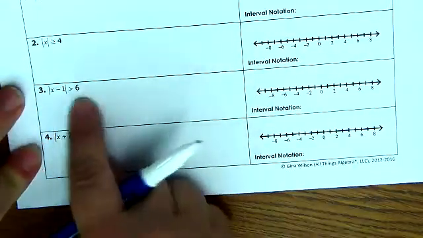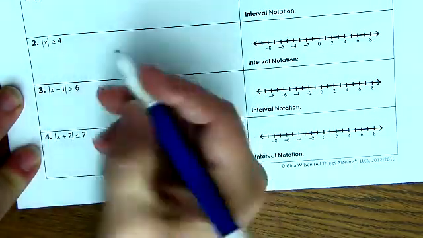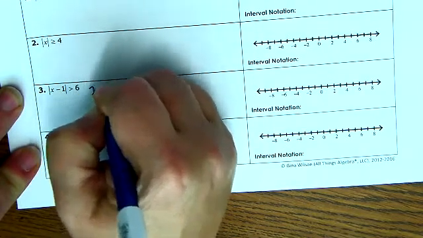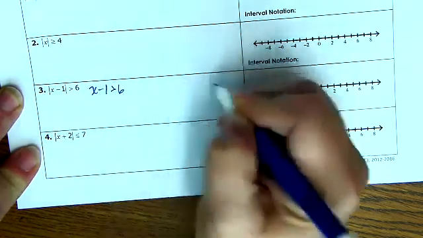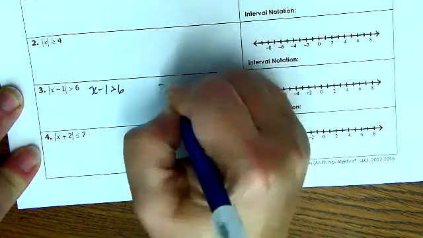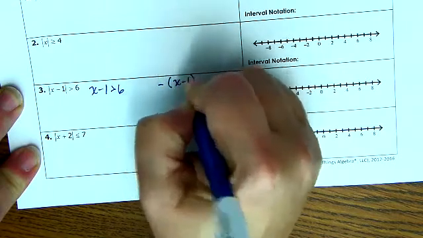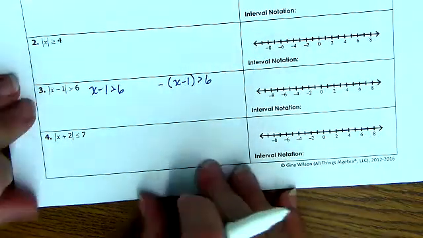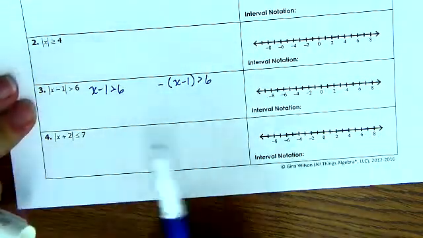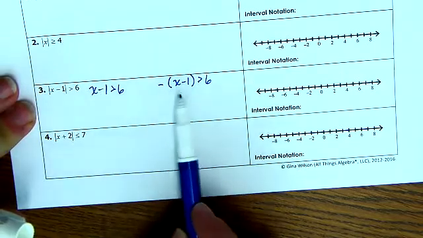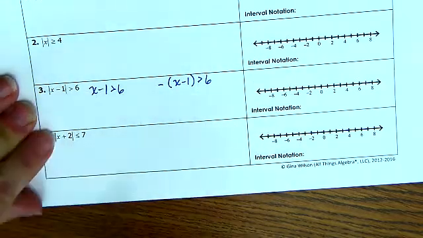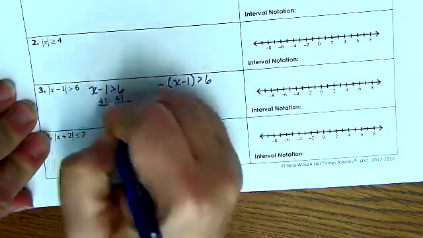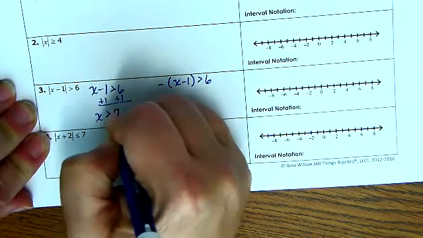So this means I've got the positive scenario, which is x minus 1 is greater than 6. But then I've also got negative x minus 1 is greater than 6. Now, you're going to be like, wait a minute, what are you doing? Remember, we had a positive scenario and a negative scenario. I'm going to work one of these at a time. So I'm going to add 1 to both sides here, and I get x is greater than 7.